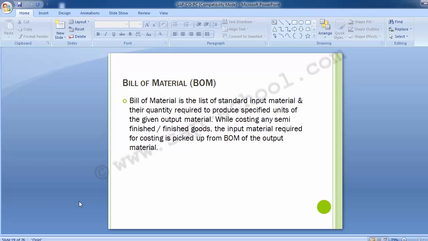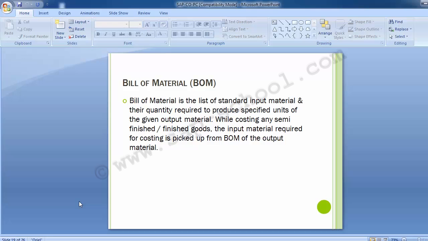The other master data is bill of material. Bill of material, which is also known as BOM, is the list of standard input material and their quantity required to produce a specified unit of the given output material. While costing any semi-finished or finished goods, the input material required for costing is picked up from the BOM of the output material.